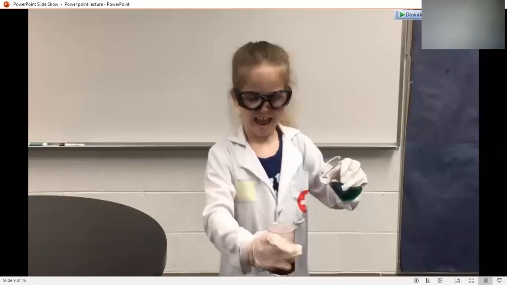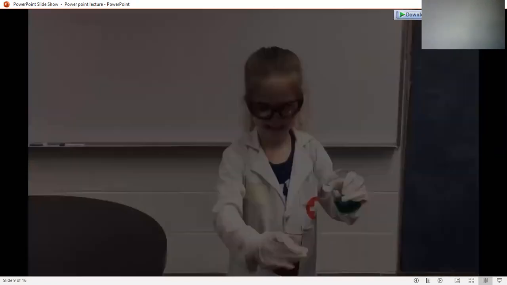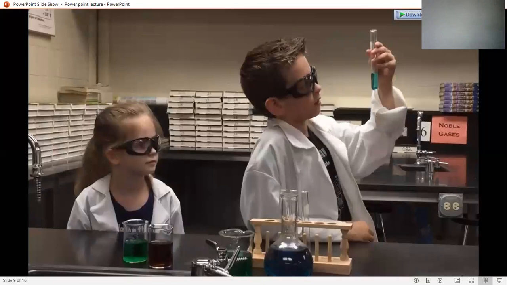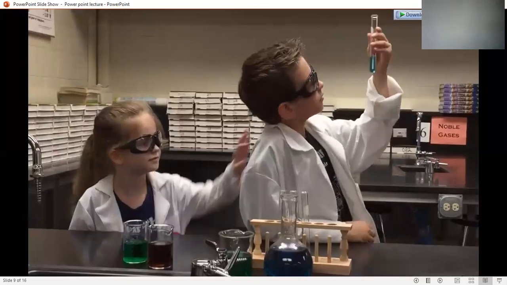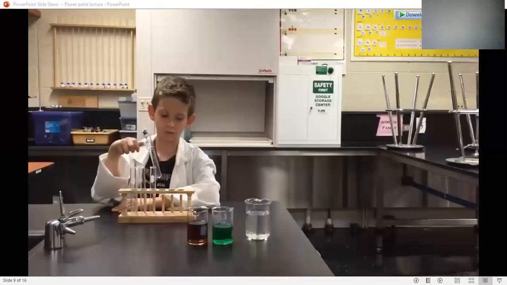Don't just pour out the chemicals. Also, working in the lab is one of the most fun parts of taking a science class. If you're not careful, it could also be one of the most dangerous. So be sure to always follow these safety rules at all times while in the lab.